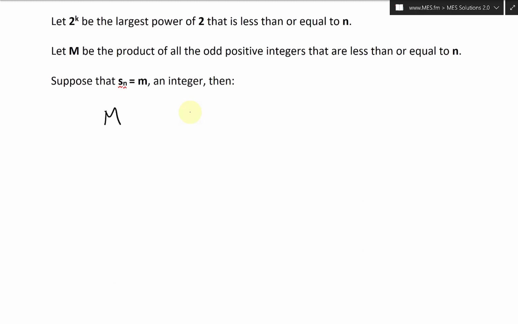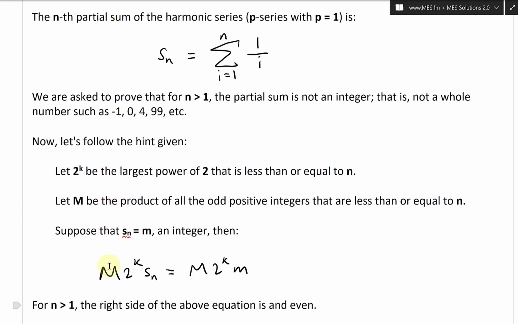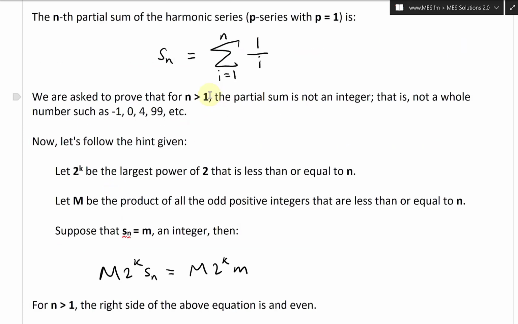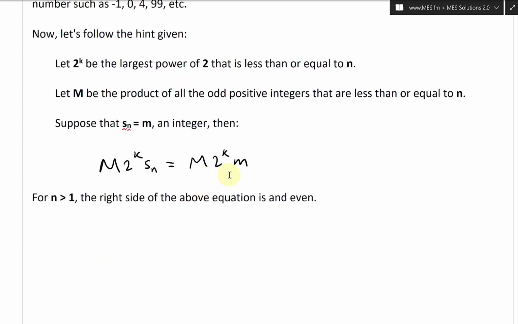So m times 2 to the power of k Sn equals m 2k m. Alright, so let's take a look at this hint that we're given, this equation. For n greater than 1, which is what we're asked to find, the right side of the above equation is an even integer.